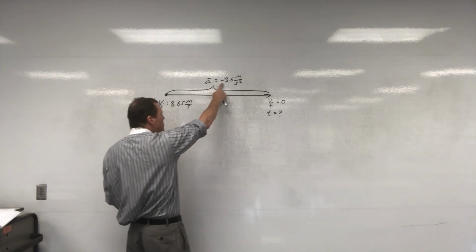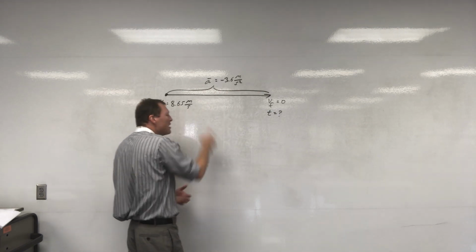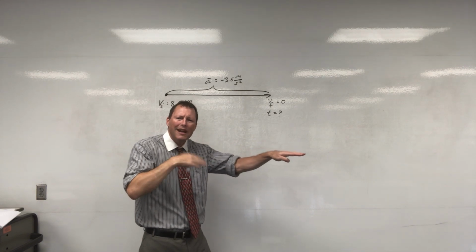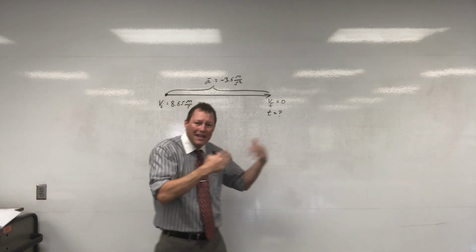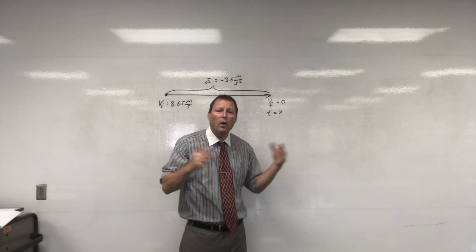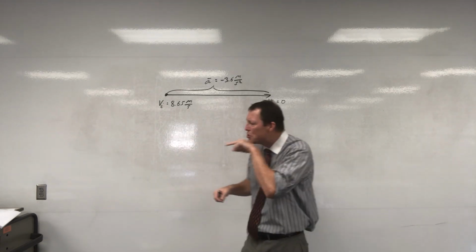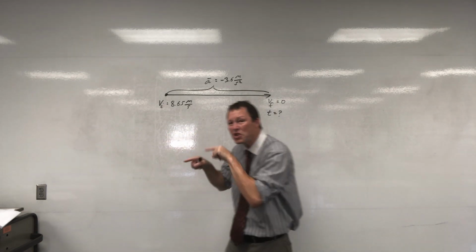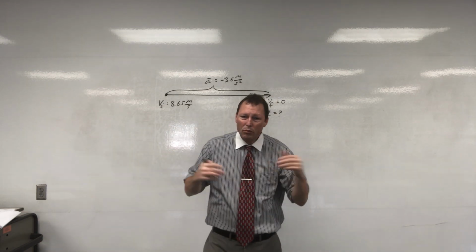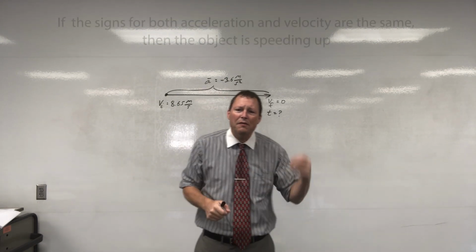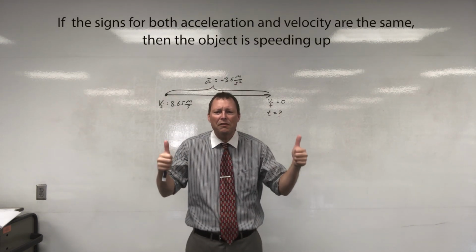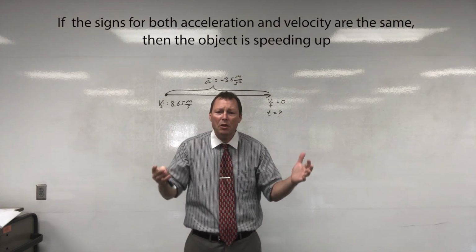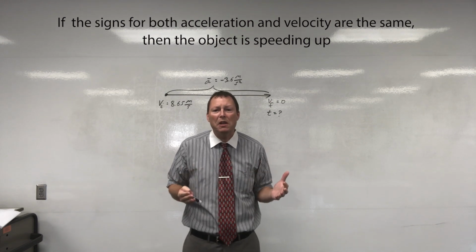Let's just assume that this was positive and this was positive. If I've got an object going in a positive direction and it's got a positive acceleration, it's actually going to speed up. Or take the opposite. If I've got an object going in the negative direction and the acceleration is also negative, it's going to speed up in that direction. So the general rule is this. If the signs of the acceleration and velocity are both positive or both negative, meaning they're both the same, then the object's speeding up.